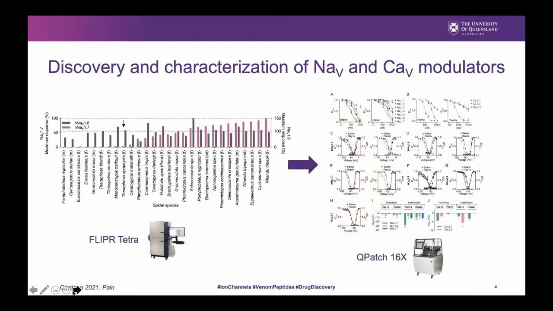Typically, we initiate a study by screening for bioactive molecules modulating ion channels using the FLIPR instrument, as represented in the left graph on the slide, where we have performed a screening of spider venoms for inhibitors of NaV1.7 and NaV1.6. We then characterize these isolated actives using the automated whole cell patch clamp instrument QPatch, which allows a rapid and complete characterization of our bioactive leads over complete family of ion channels. This includes subtype selectivity and mode of action studies.